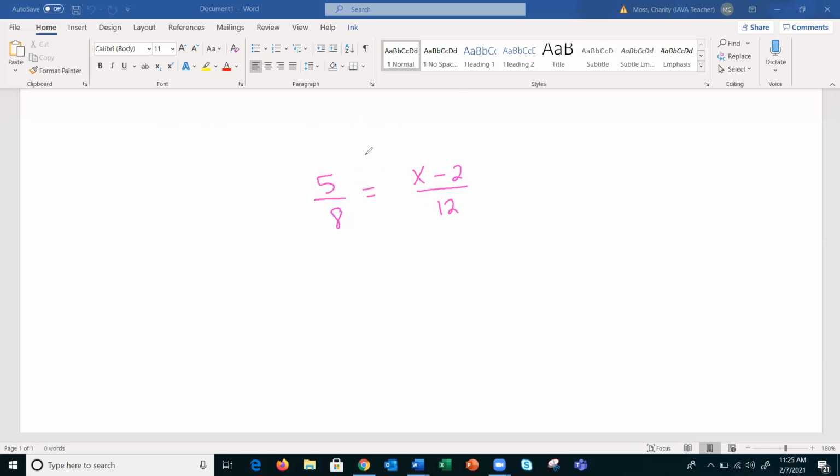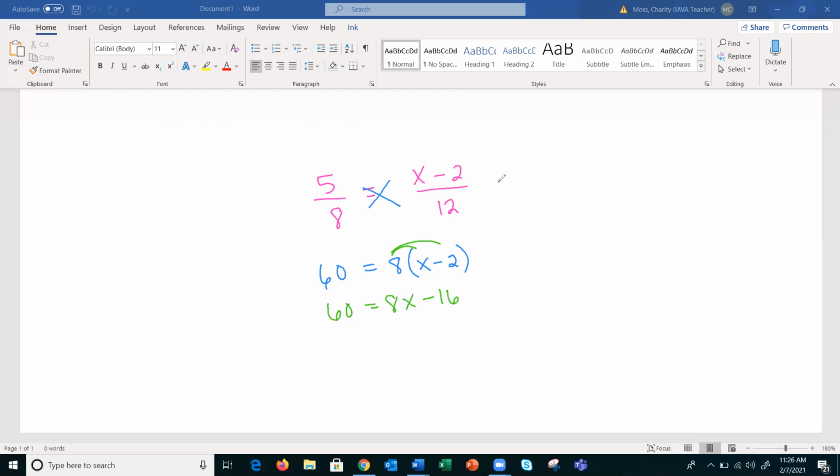All right, so the first step when you're solving a proportion is to cross multiply. So I'm going to go ahead and do the 5 times 12 first because that's just simpler. 5 times 12 is 60. And then 8 is going to be multiplied by the quantity of x minus 2. From here, we are going to distribute. So we're going to have 60 equals 8x minus 16.